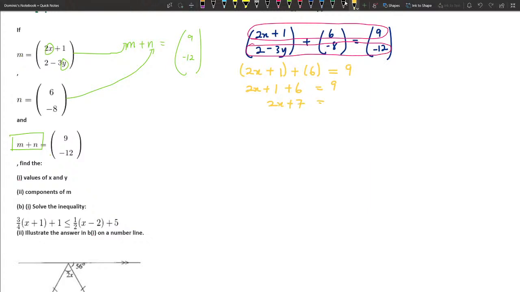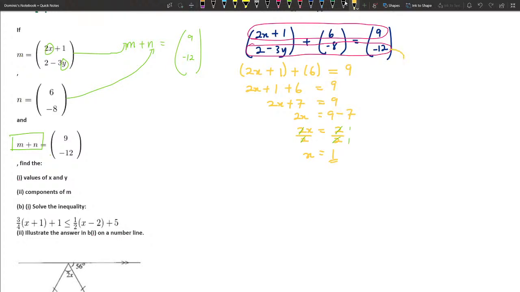Once we have this, we'll simplify it. We'll get 7 because 1 plus 6 is 7, equals 9. Then 2x equals 9 minus 7, since that 7 comes here to subtract. Then we have 2 here and 2x here. We have to find the value of x, not 2x, so we do some cancellation. This gives us 1, and the same thing over the same thing gives us 1. So the value of x is 1.